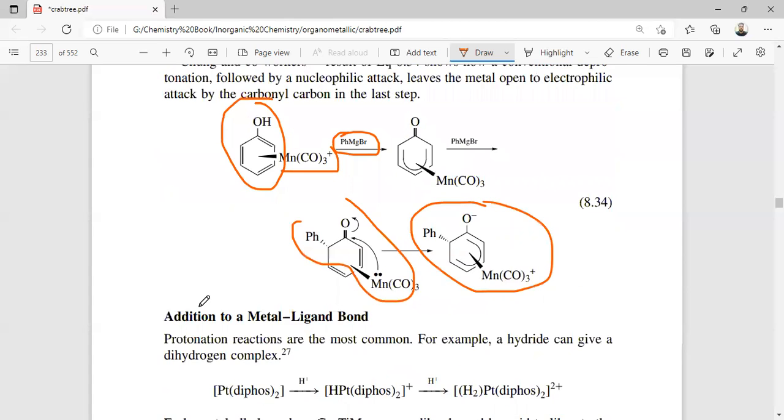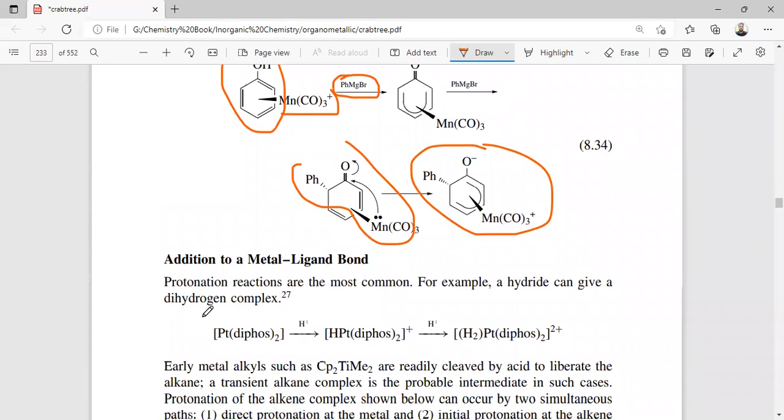Next we will discuss the addition to the metal-ligand bond. Protonation reactions are the most common. For example, a hydride can give a dihydrogen complex. Here the platinum diphosphine complex reacts with H plus to form this, and again gets H plus to form this dihydrogen metal complex. So here is an example of addition to the metal-ligand bond.